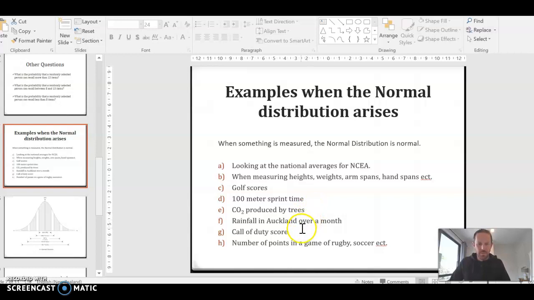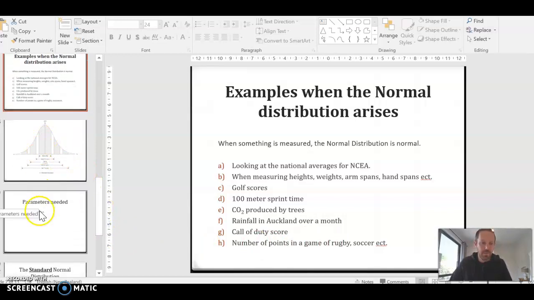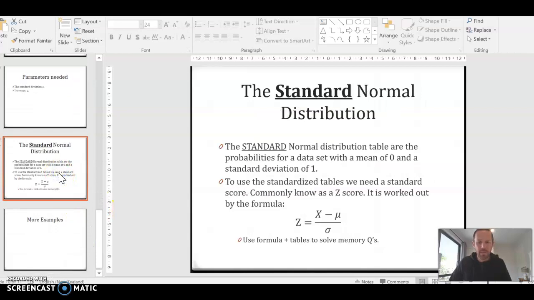CO2, rainfall, the Call of Duty, you guys play that maybe, number of points in a game of rugby. So everything is, not everything, sometimes they're left skew or right skew, but most of the time they are symmetrical, and that's an important part of the normal distribution. It has to be symmetrical. A little bit on, this is, no, forget that, another day.